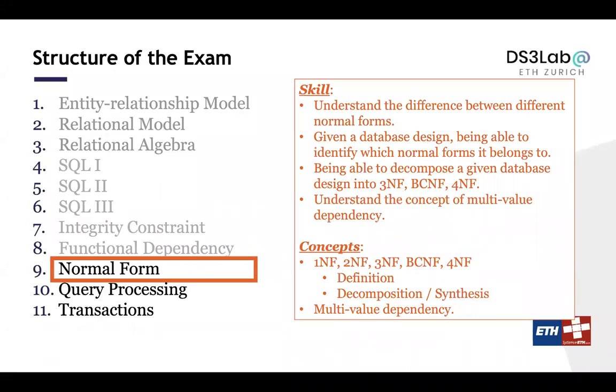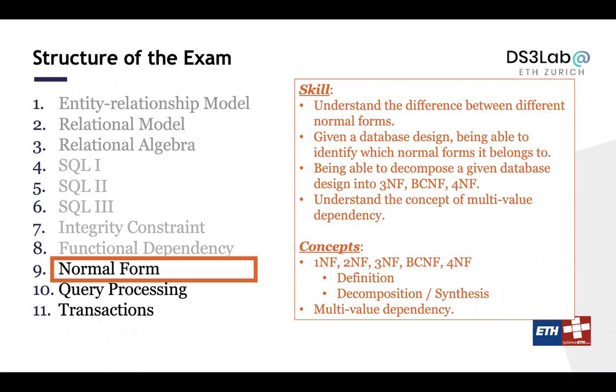So what is our expectation? We want you to understand the difference between different normal forms. Given a design, we want you to know which normal form it belongs to. And given a relational design that's not in a certain normal form, we want you to be able to decompose it or synthesize a new schema that's in that normal form. We talk about the third normal form, BCNF, and the fourth normal form. We want you to understand the notion of multi-value dependency and also how to reason about it.